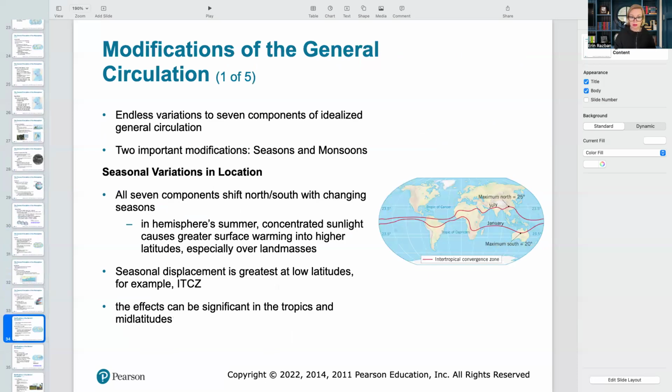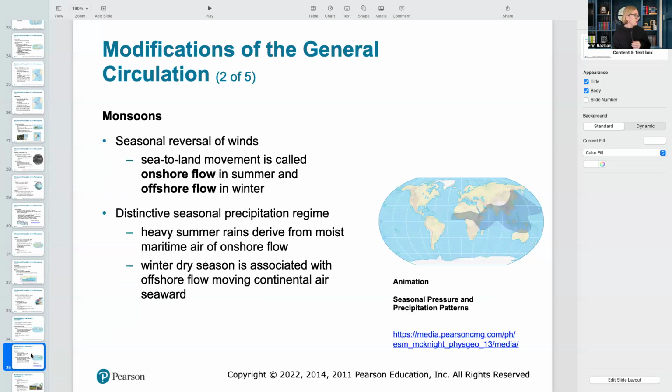Now, it's important to note that this system isn't static. These patterns shift north and south with seasons, dramatically affecting weather in the mid-latitudes. The most extreme example of seasonal changes is the monsoon system, which causes complete reversal of winds in places like South Asia.